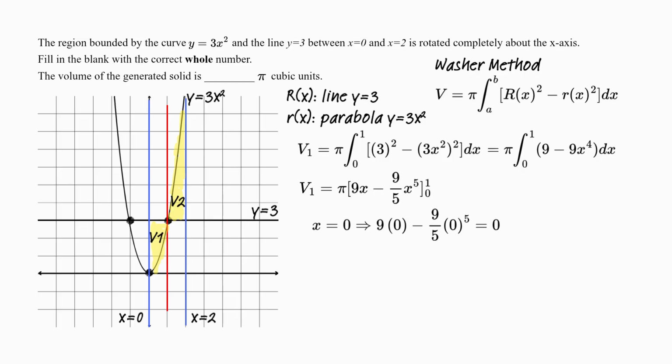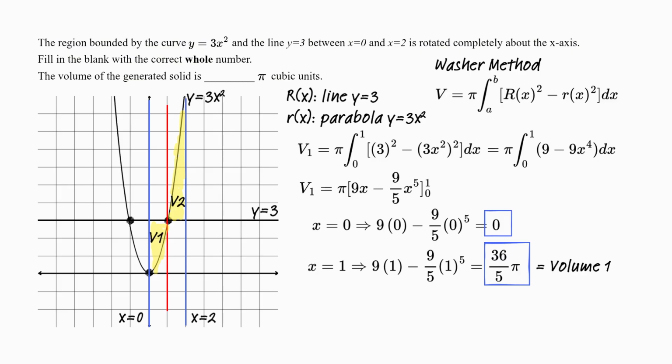Evaluating at x equals 0 will end with a result of 0, since both terms have an x value. So let's concentrate on our upper limit for part 1. For the upper limit, x equals 1, we get 9 times 1 minus 9 over 5 times 1 to the fifth power, which equals 36 over 5 pi. So volume 1 equals 36 over 5 pi.